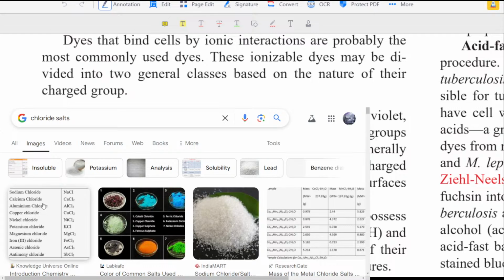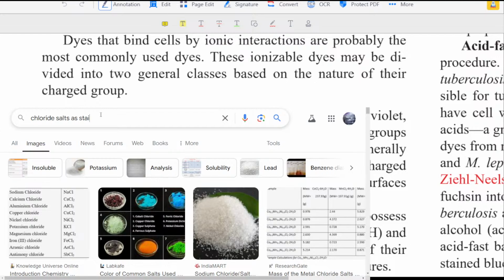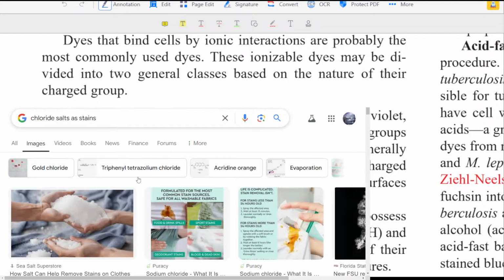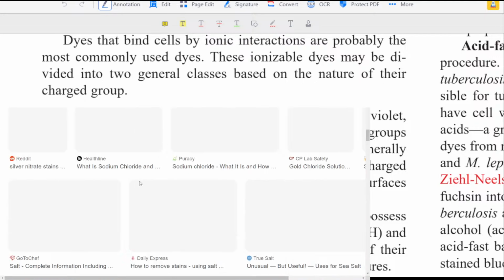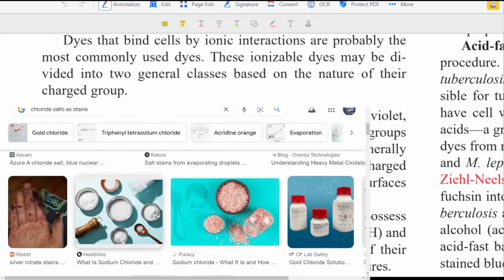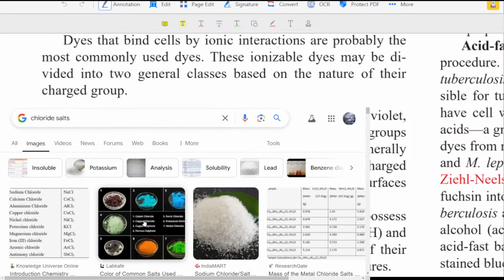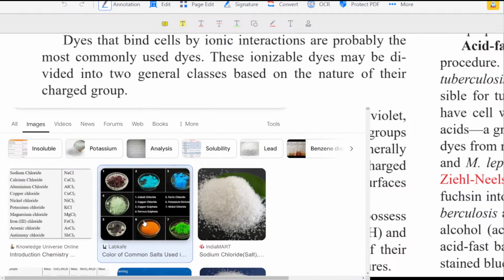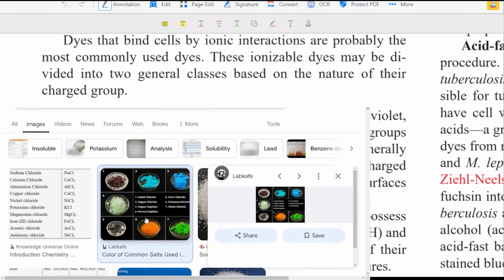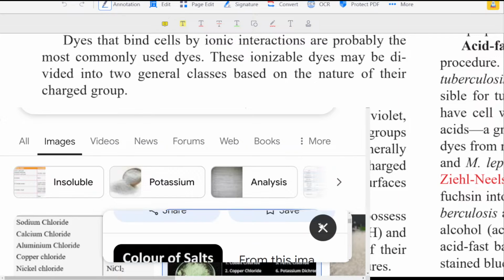Sodium chloride, calcium chloride, chloride salt as stains. They did show me. Why did I change the image? This doesn't look like it is used as colors. This one will look nice, right? Let me enlarge it a little bit. There you go.